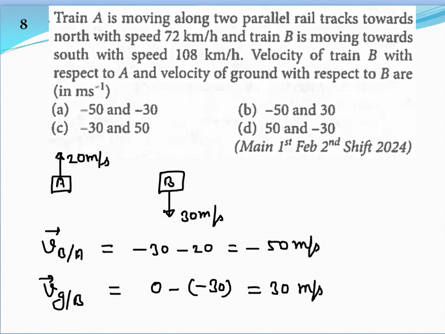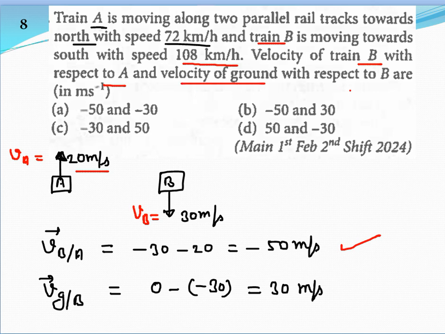They have said here, train A is moving along two parallel tracks towards north with speed 72 km per hour. Towards north, I have shown here, 72 km per hour in meter per second is equivalent to 20 meter per second. And train B is moving towards south with speed 108 km per hour, changing it into meter per second, we get 30 meter per second. Now we have to find out the velocity of train B with respect to A.